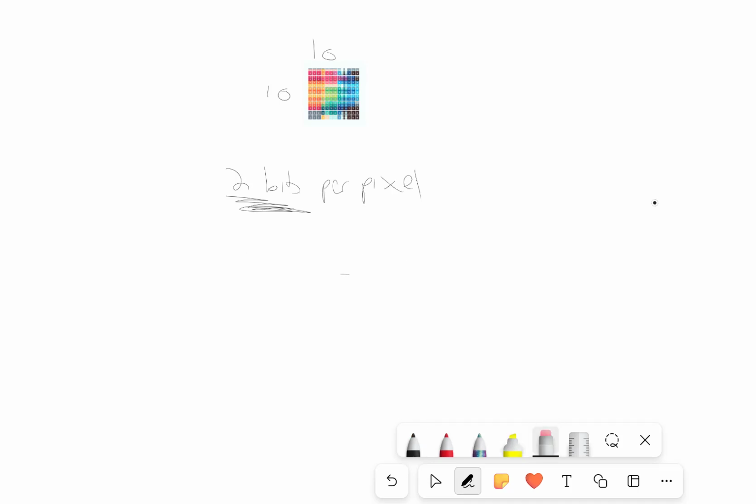Let me give you another one. 5 by 5, and we're using, let's say, 16 colors. Calculate the image file size. Pause the video, give it a go yourself first. Okay, 5 times 5 times, what is 16 colors?